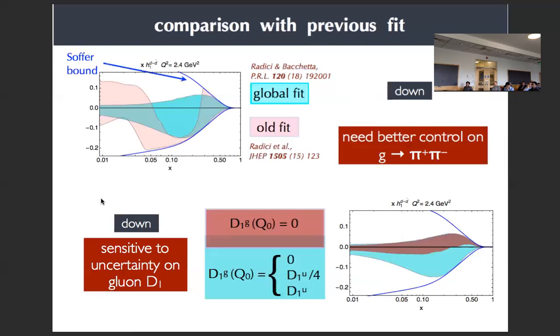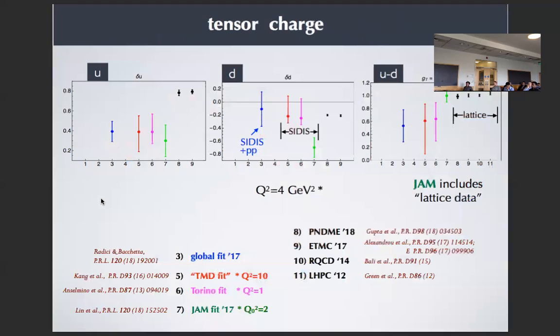Okay, what happens for the tensor charges? These are the results for the up tensor charge, the down tensor charge, and the isovector combination. Our result is this blue point with label 3 here and here. And again, it's a result of a global fit of data on semi-inclusive DIS and proton-proton collisions. The other colored points are the results where the transversity is extracted using the Collins effect with only semi-inclusive DIS data.